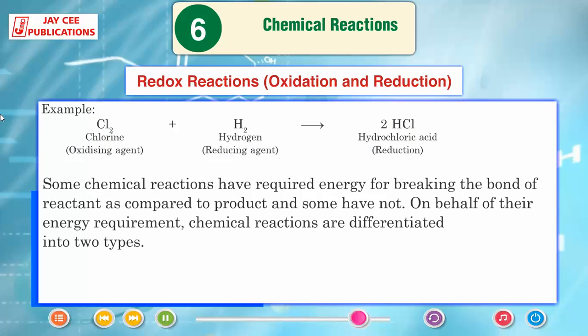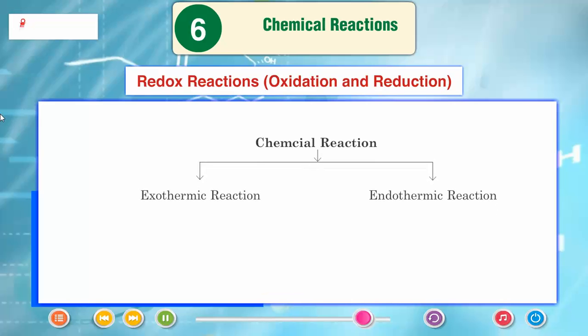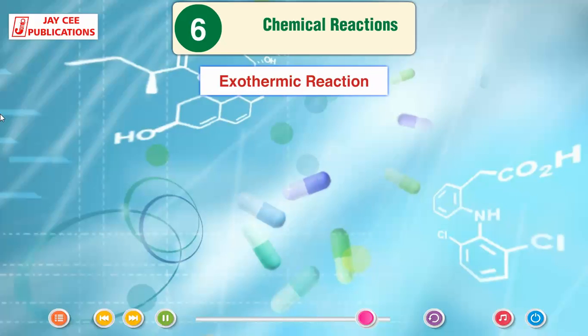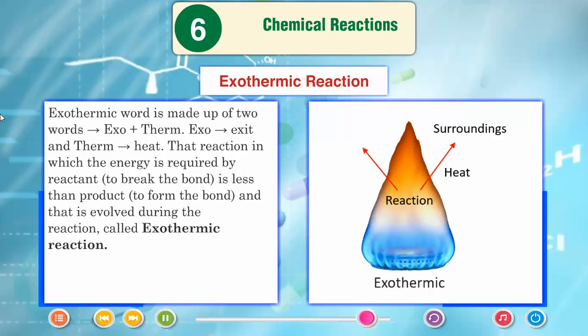Some chemical reactions require energy for breaking the bonds of the reactants as compared to the products, and some do not. On the basis of their energy requirement, chemical reactions are differentiated into two types: exothermic reactions and endothermic reactions. Exothermic reaction. The word exothermic is made up of two words, exo plus therm. Exo, exit, and therm, heat.